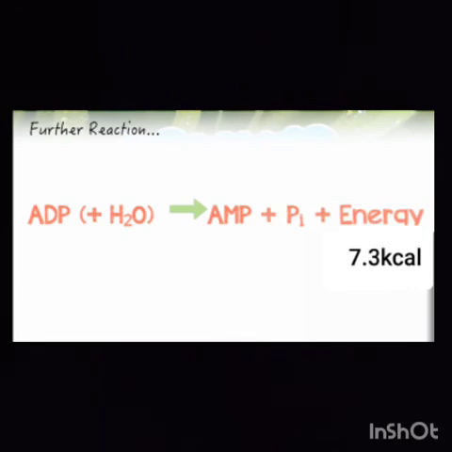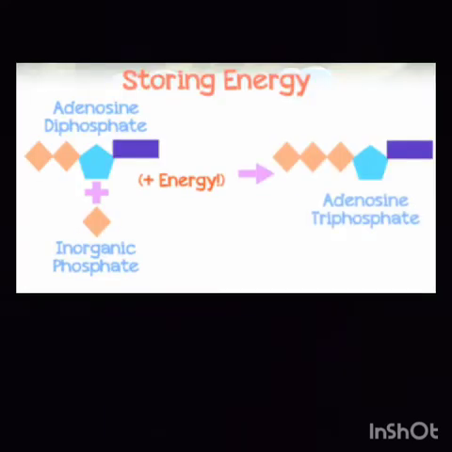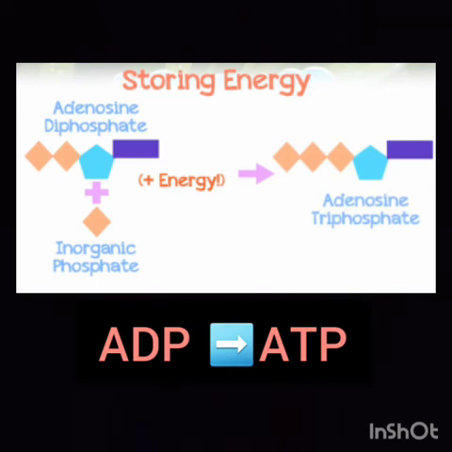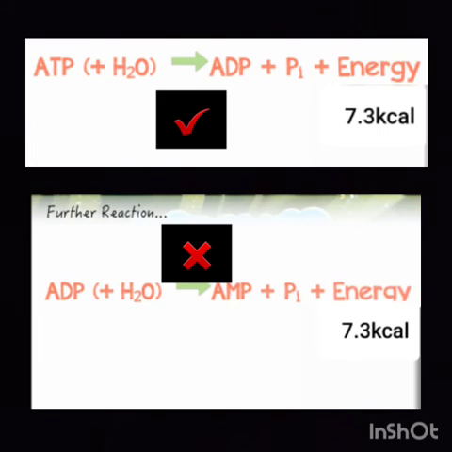If it continues further, then ADP changes into AMP, that is adenosine monophosphate, and again one inorganic phosphate is detached and 7.3 kilocalories is released. But this is very rare because ADP, that is adenosine diphosphate, continuously consumes 7.3 kilocalories of energy and transforms again into ATP. So ATP breaking down into ADP is a normal process, but ADP into AMP is a very rare process, because ADP by regaining one inorganic phosphate changes into ATP.